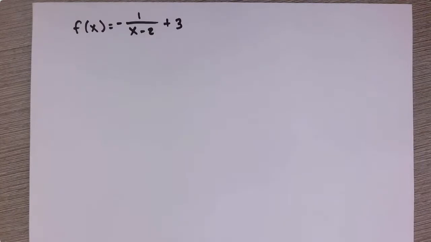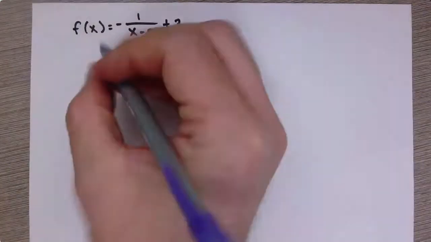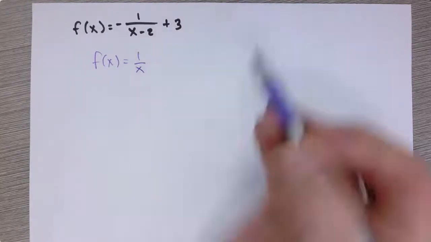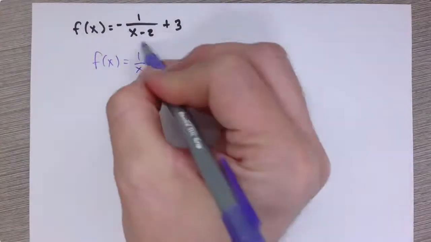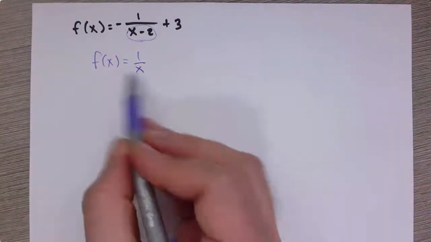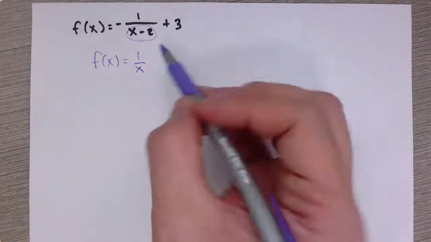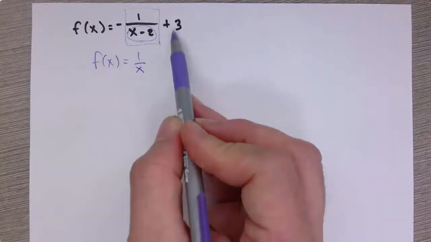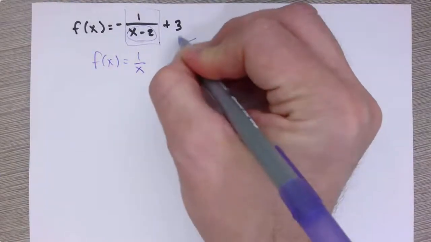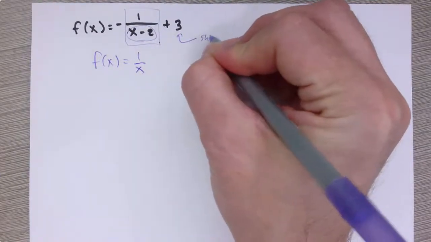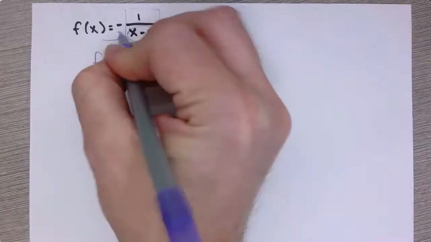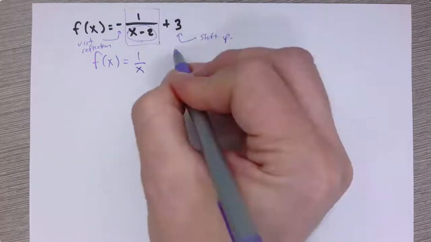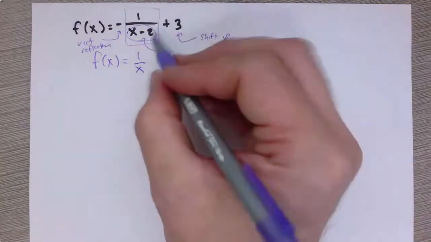So let's apply the ideas. What basic family is this? This is a transformation of 1 over x. But it looks like we've replaced x with x minus 2. So that would be inside the function. It looks like on the outside of the function, we're taking the opposite and adding. So these would be vertical changes. This is a shift up. This is a vertical reflection. And then here on the inside, this would be a horizontal shift, but not a shift left.